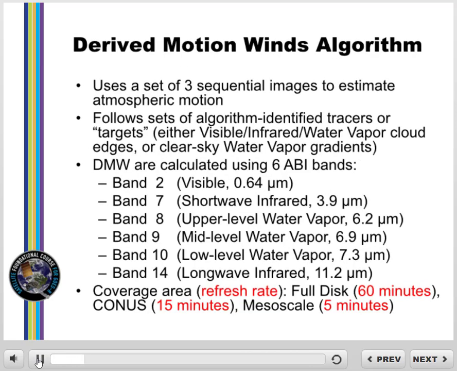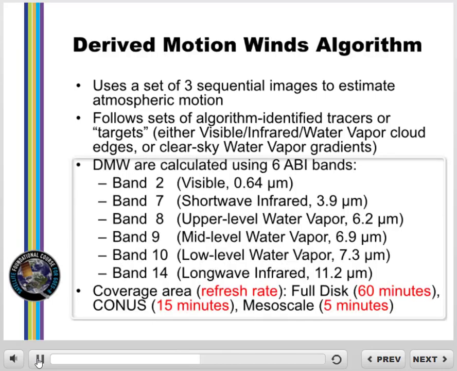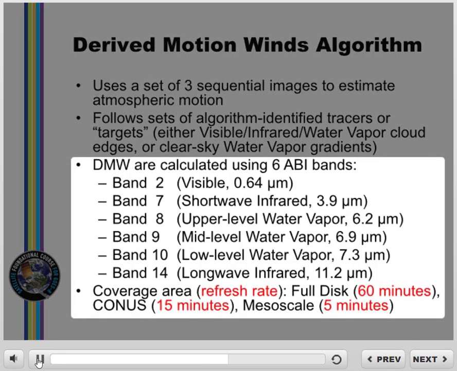Derived motion winds are created from 3 sequential images. Features are tracked to estimate the wind necessary to move the feature. 6 different ABI bands are used. Winds are created hourly for the full disk, 4 times an hour for CONUS, and every 5 minutes for mesoscale sectors.